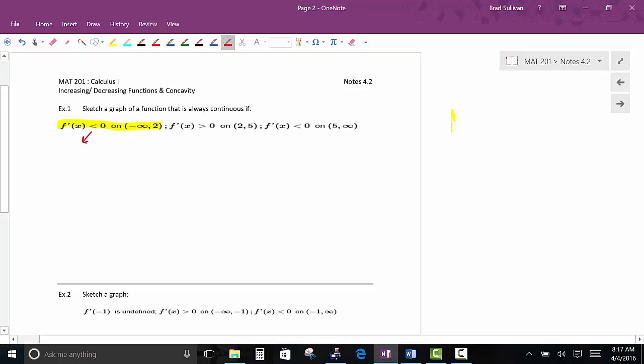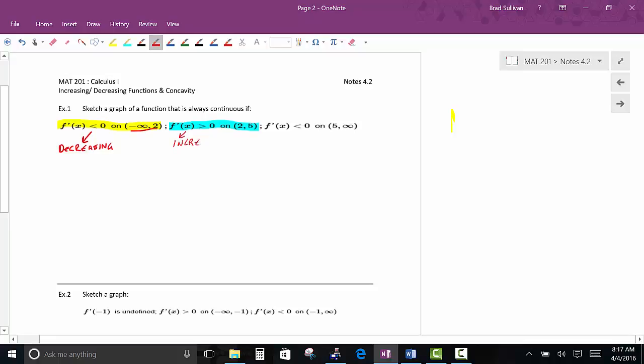So if the derivative is negative, what does that tell you about the graph? Increasing or decreasing? Decreasing. So let's write a note to ourselves that we are decreasing on that interval, negative infinity to 2. The next thing it says is the derivative is greater than 0 on the interval 2 to 5. If the derivative is positive, that tells you we are increasing.